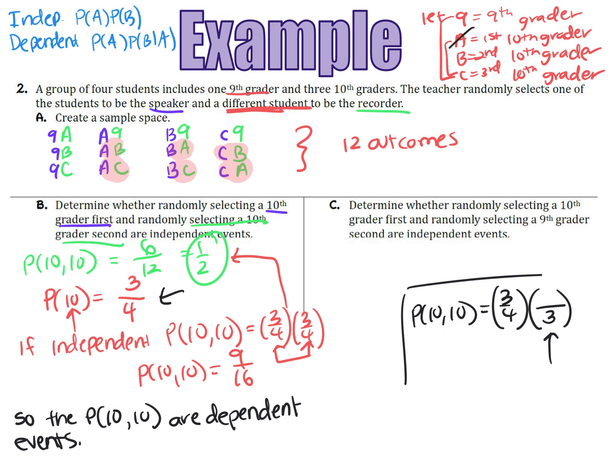Let's pretend we picked A first. Now we only have 3 people to pick from. And of those 3 people, only 2 of them are 10th graders. And if we look at this probability, this ends up giving us 6/12, which is 1/2.